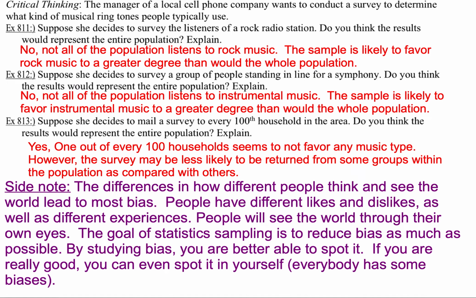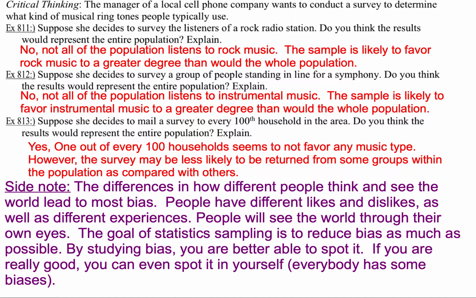A side note as it deals with statistics, and this kind of deals with society as well: the differences in how different people think and see the world leads to most bias. In fact, if you have preferences, if you like some things over other things, you have bias. People have different likes and dislikes, as well as different experiences. People will see the world through their own eyes.